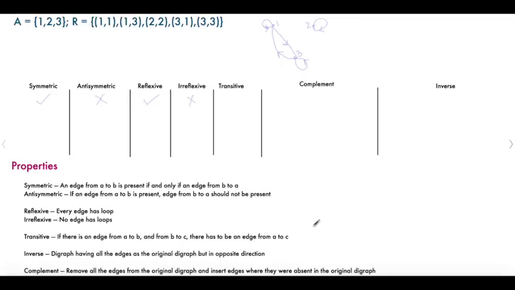Remember that to prove P implies Q, the only way this can be false is if P is true and Q is false. Since P is false in our case, the overall P implies Q is true, and we have transitivity here. Now for the complement, remove all the edges. So we'll draw this again. We should not have 1 to 1, we should not have 1 to 3, we should not have 3 to 1, we should not have 3 to 3.